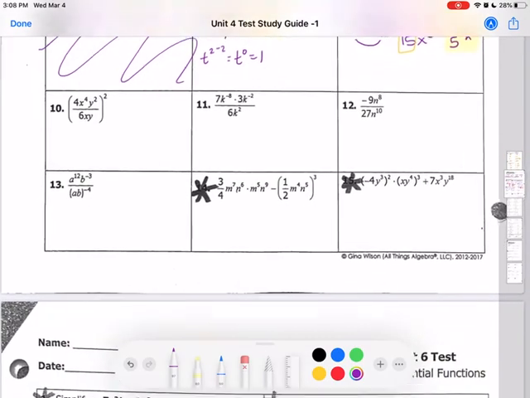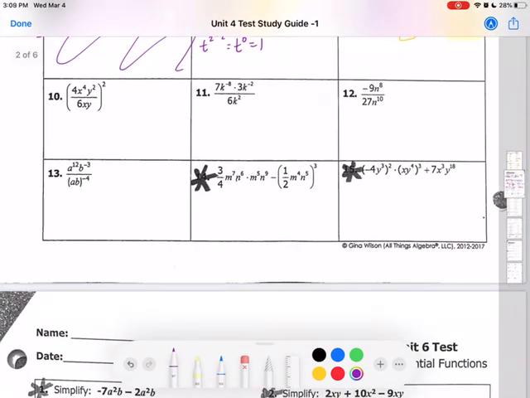All right, looking at number 10, I have a fraction, but I'm raising everything to the second power. That means I'm going to pass out this 2 to every single thing inside. So 4 squared is 16. X to the 4th squared, I get x to the 4 times 2, which is 8. And then I have y squared, which is y to the 2 times 2, which is 4.